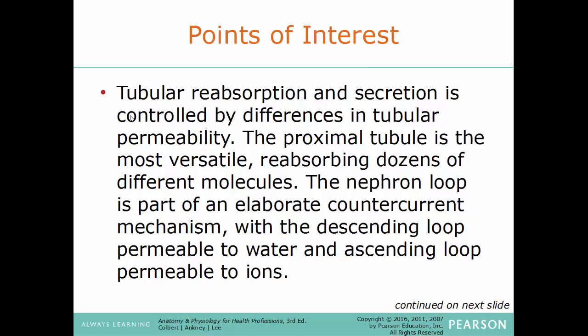The proximal tubule is the most versatile in reabsorbing dozens of different molecules. The nephron loop is a part of the elaborate countercurrent mechanism, or the countercurrent multiplier, with a descending loop being much more permeable to water, and the ascending loop being much more permeable to ions.